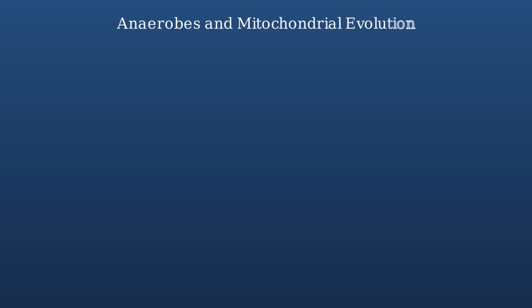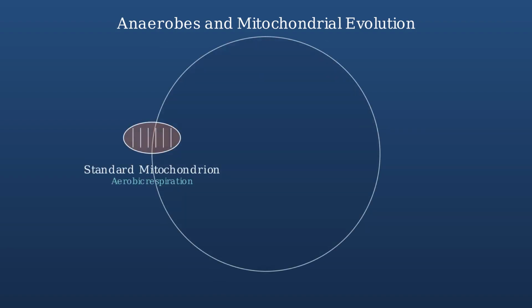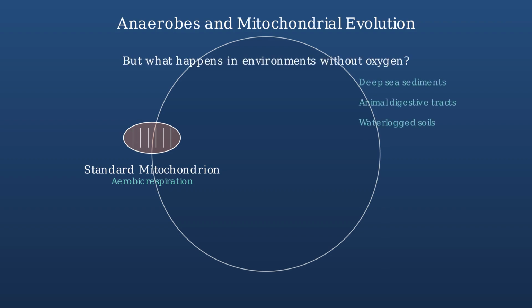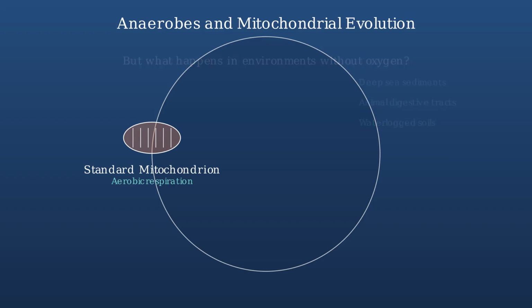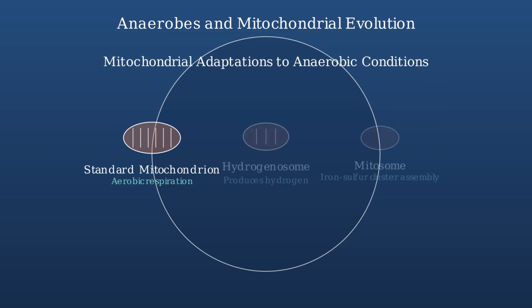Anaerobic eukaryotes live in environments with little to no oxygen, challenging our understanding of mitochondrial evolution. Typical mitochondria perform aerobic respiration, using oxygen to efficiently produce ATP. Many eukaryotes live in environments without oxygen, such as deep-sea sediments, animal digestive tracts, and waterlogged soils. In anaerobic environments, eukaryotes evolved modified mitochondria.